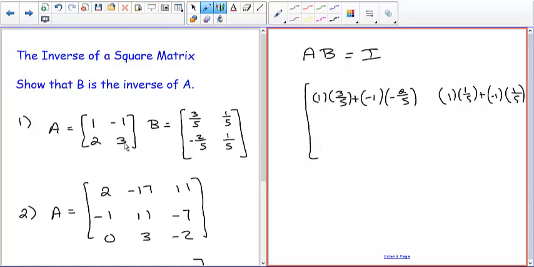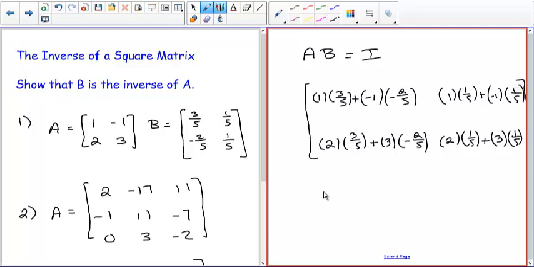Then we go down here, second row, first column. We have 2 times 3/5 plus 3 times -2/5. So that gives us this part of the resultant matrix. And then we have 2 times 1/5 plus 3 times 1/5.